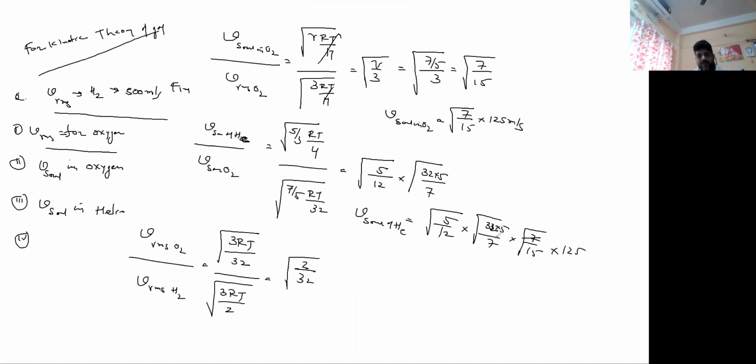So 7 cancels with 7, and something else will go. Here it was 32, so 5 cancels with 3. 12 will be cancelled by 4, giving 3, and 8 will remain. We can take 32 outside. Whatever you can calculate, this value is 40 by 9, root under 40 by 9 into 125. Whatever comes, that is your answer, okay.